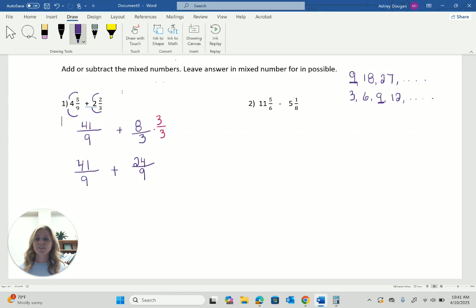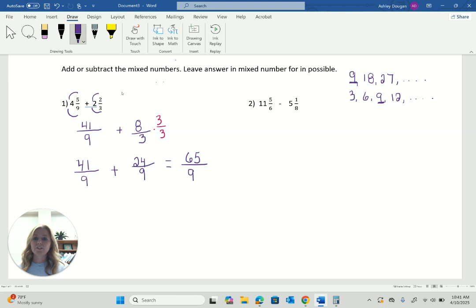Now I have my two fractions. They have common denominators. So if I'm adding them, I add the top number and I keep the bottom number the same. So the bottom number stays a 9, and I add 41 plus 24, and that gives me 65 over 9.